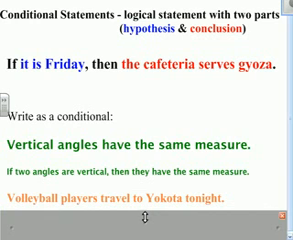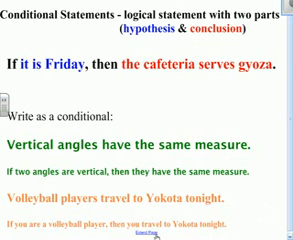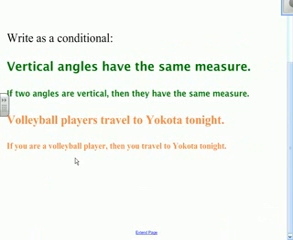Let's try another one. Volleyball players travel to Yokota tonight. Again, why don't you hit pause? Okay, you're back. Let's see if we wrote the same thing. If you are a volleyball player, then you travel to Yokota tonight. So we're checking to see if you're a member of this first group, volleyball players. And if you are, if you fulfilled the hypothesis, then the conclusion is that you'll travel to Yokota tonight.